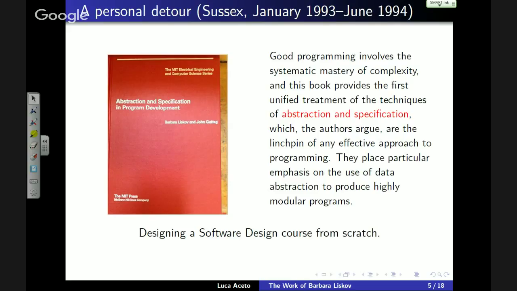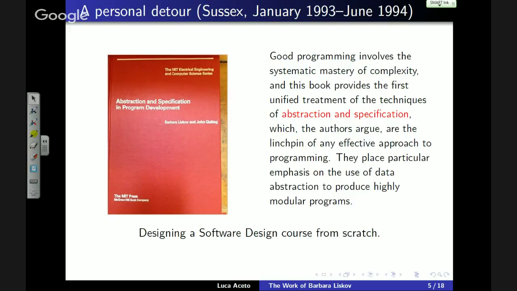But I was also given the job of designing a software design course, which didn't exist before. Note the recursion here. Designing a software design course. And in fact, I had absolutely no idea how to start designing a software design course. So I was actually in an endless loop recursing on the design process until I stumbled across this book by Barbara Liskov and John Guttag, Abstraction and Specification in Program Development.